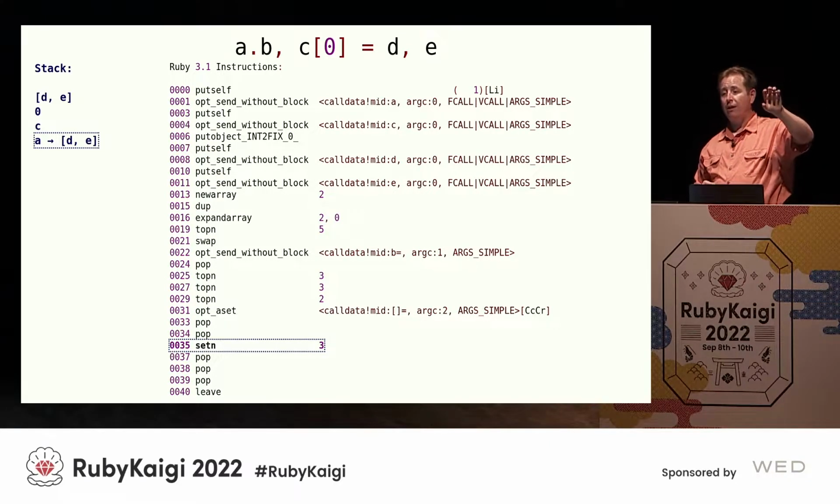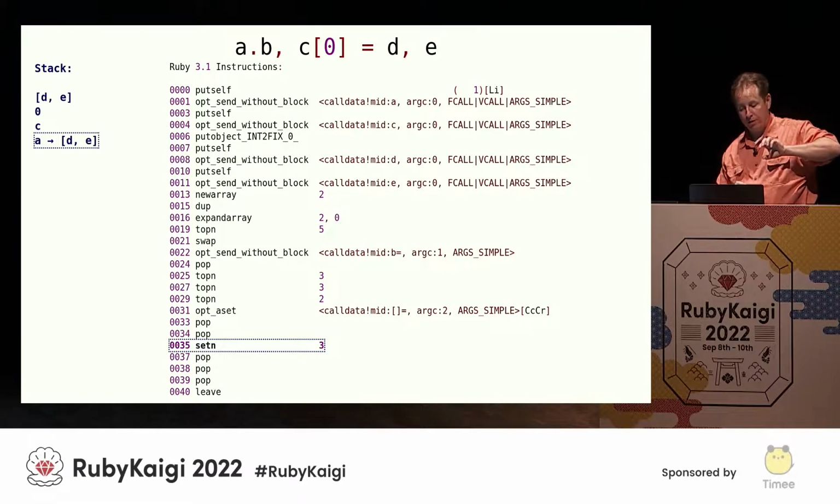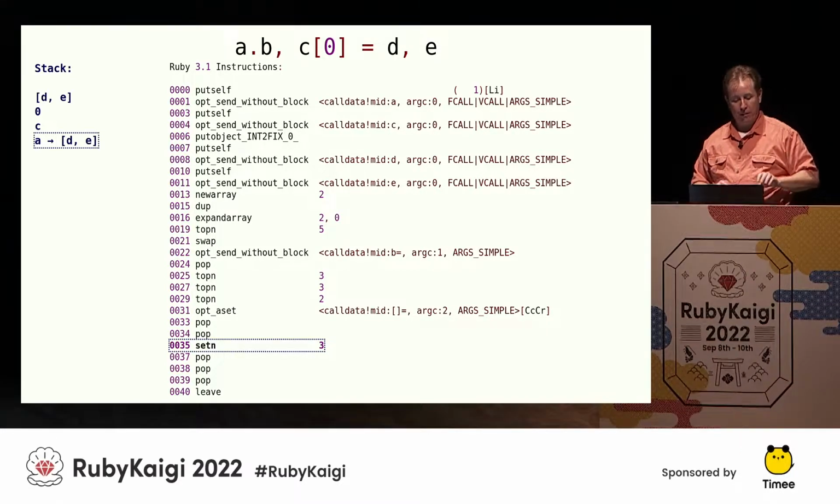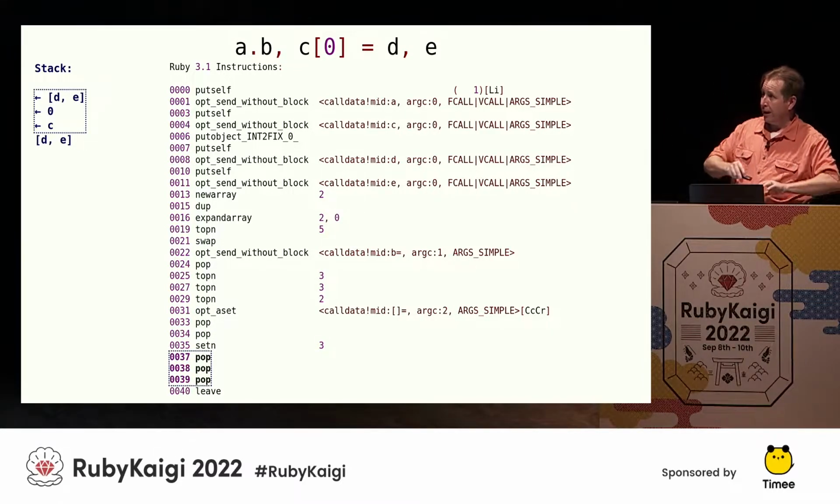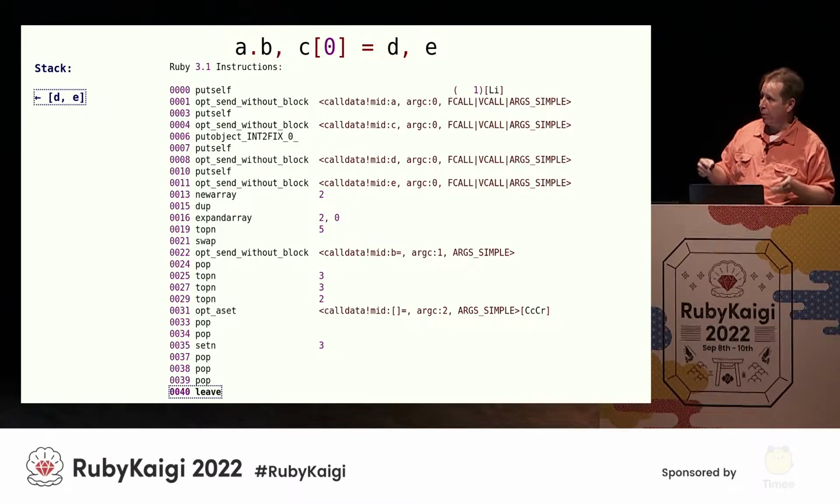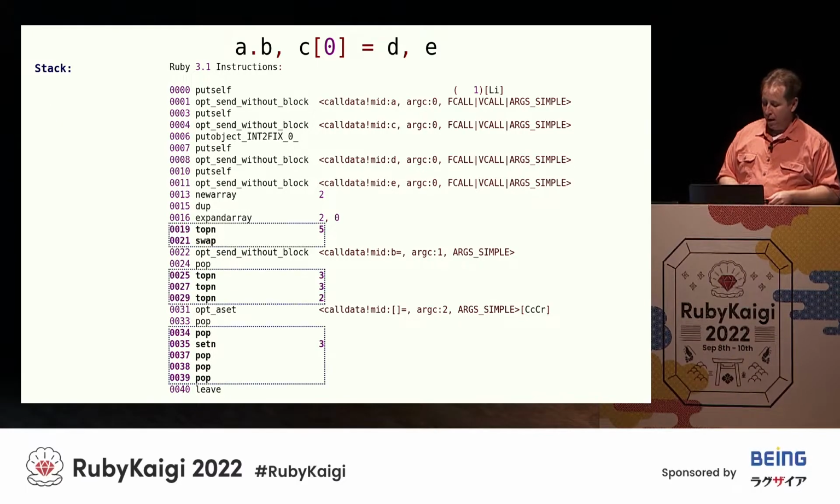The reason we're doing this is that we want to return the value as the result of the multiple assignment expression. We want to return the right-hand side of the assignment. So we no longer need the top 3 stack entries, so we pop each of those, and then we return the value of the multiple assignment expression, the array containing D and E.